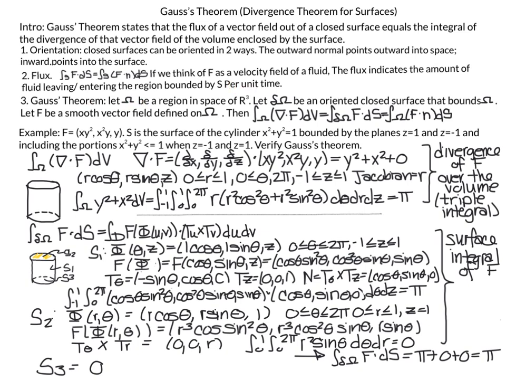Gauss's theorem says, if we let omega be a region in space in R3, so it's some sort of volume, and let delta omega, the boundary of omega, be an oriented closed surface that bounds omega. So if omega is, say, something like a soap bubble, both the interior and the surface of the soap bubble, then the boundary will be just the soapy film that makes up the soap bubble. Then let F be a smooth vector field defined on omega.